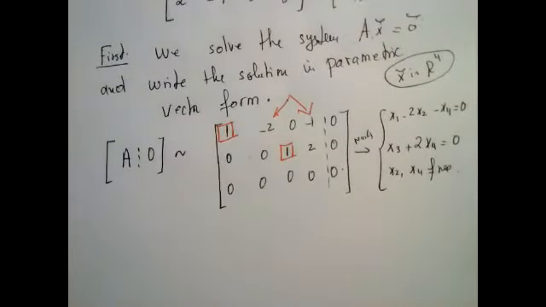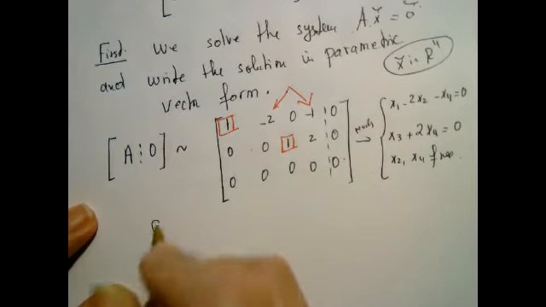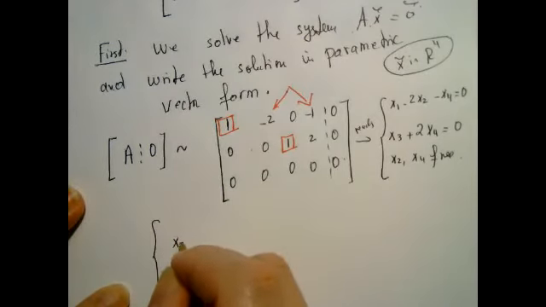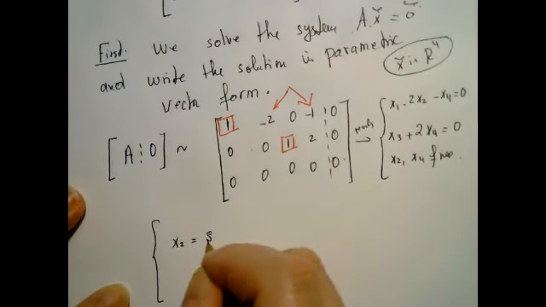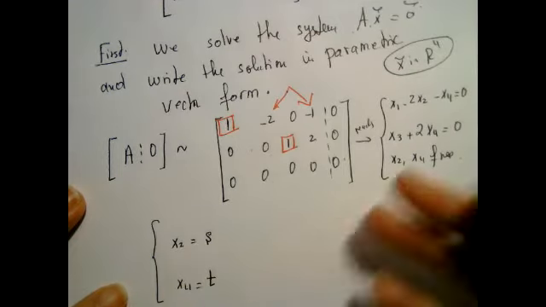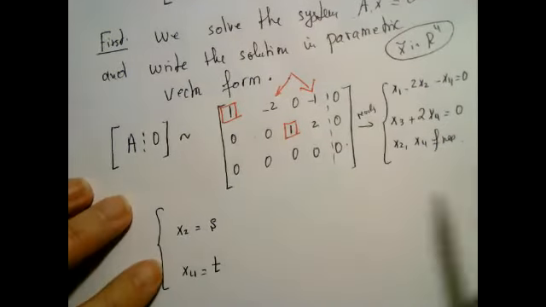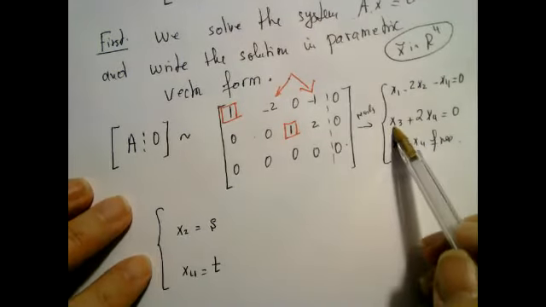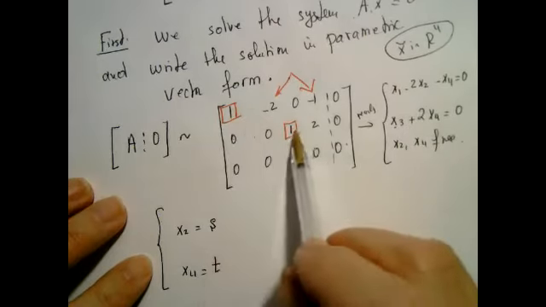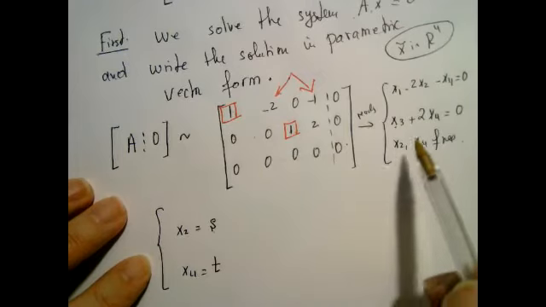Now I have to write this in parametric vector form. So we're going to introduce S and T parameters. I'm going to put x2 to be S, for example, and x4 to be T. I know some of you are keeping x2 and x4, which is fine with me as long as you do it correctly. Everything else, meaning the leading variables, has to be expressed in terms of the free variables.